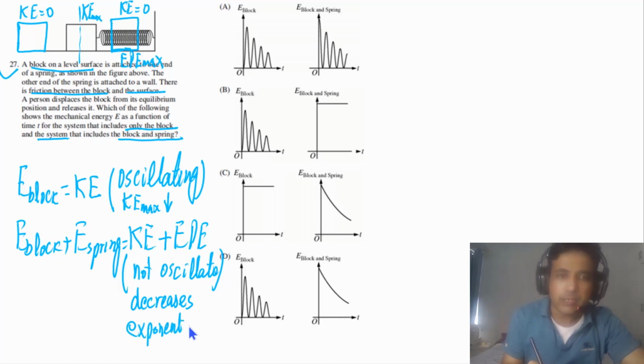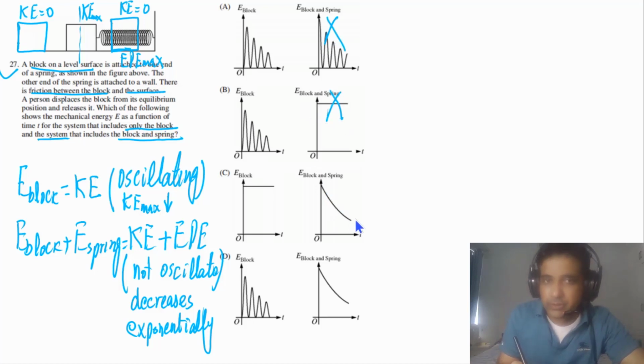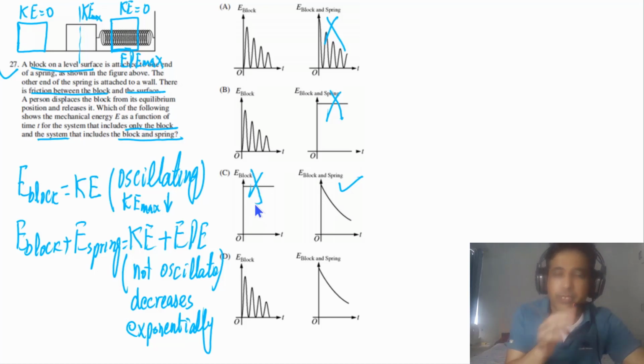So these are the points you need to understand. If these points are clear to you, now we can find the answer. Total energy will not oscillate, so it means this is incorrect. Total energy remains constant, this is incorrect. Decreases exponentially, this can be possible. This is telling us energy of the block remains constant, but energy of the block also will decrease and also it will oscillate, so this is not correct. So answer is D for this question.